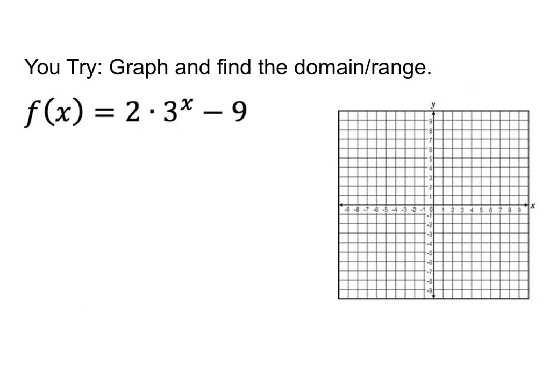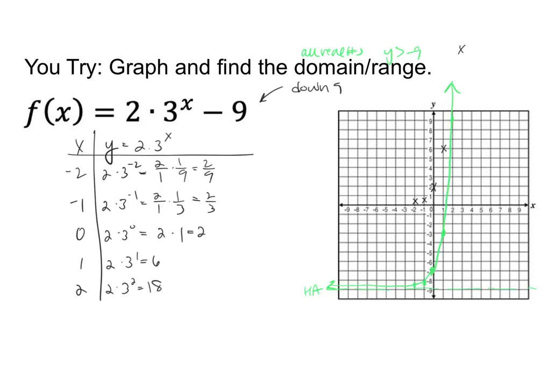All right, go ahead and pause this problem. You try. Unpause to check your answer. All right, so I went ahead and I graphed 2 times 3 to the x, and then I performed that shift of down 9 based off that horizontal asymptote being at -9. And that's what the graph should look like.